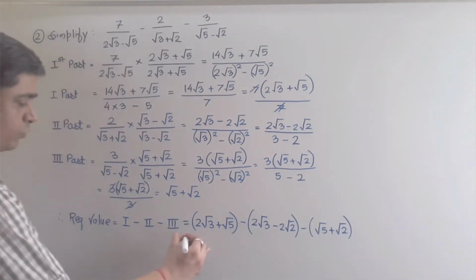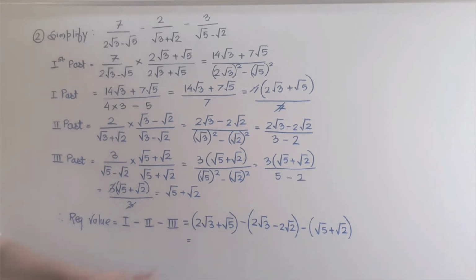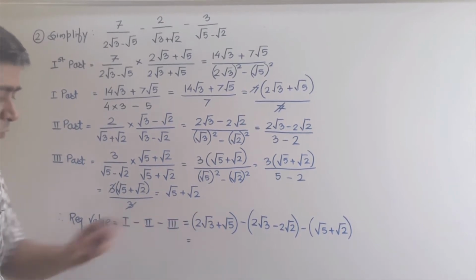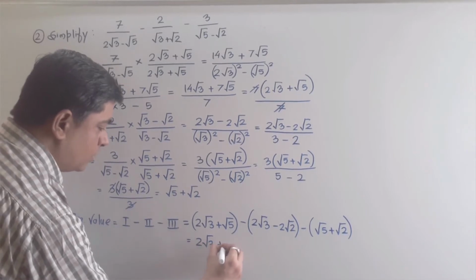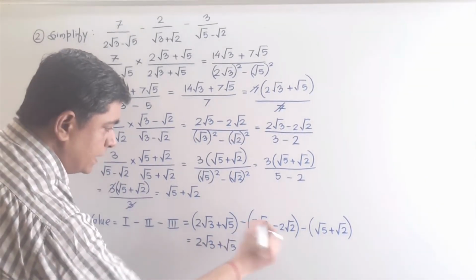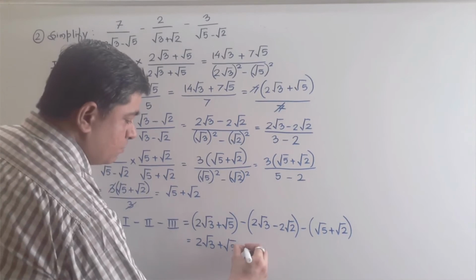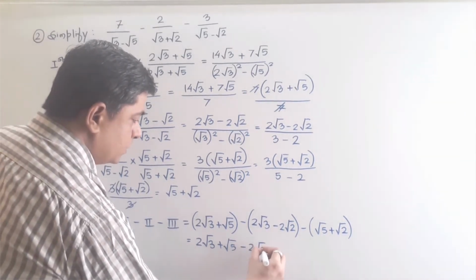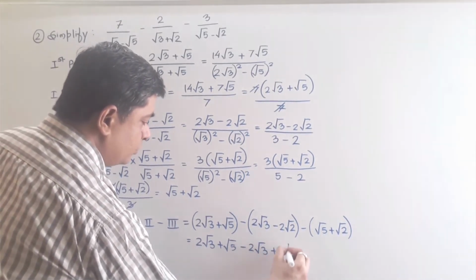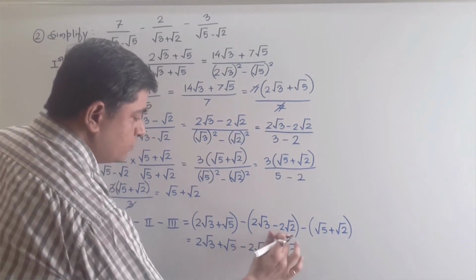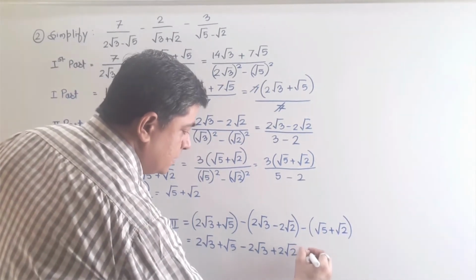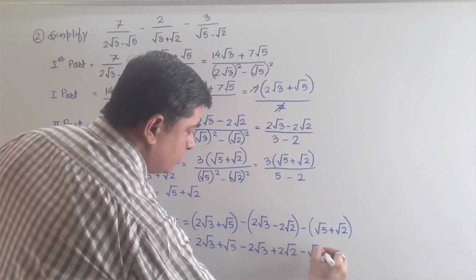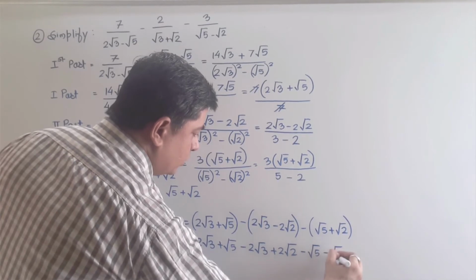Okay. Now first bracket if I release, then I know that before this bracket there is a positive sign. So there will be no change of sign. So this will become 2 under root of 3 plus root of 5. Similarly, here minus sign I multiplied here. So this will become minus of 2 under root of 3 plus 2 under root of 2. Sign of both the terms will change because minus sign is multiplying. Same way, multiply minus sign here also. This is minus of under root of 5 minus of under root of 2.